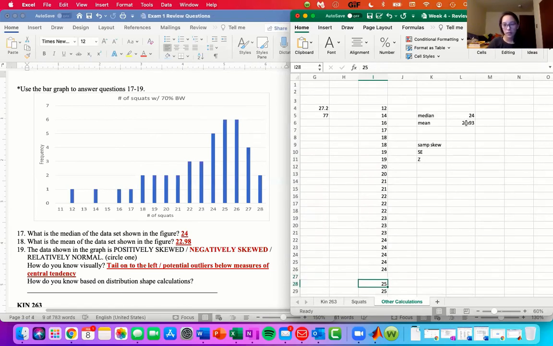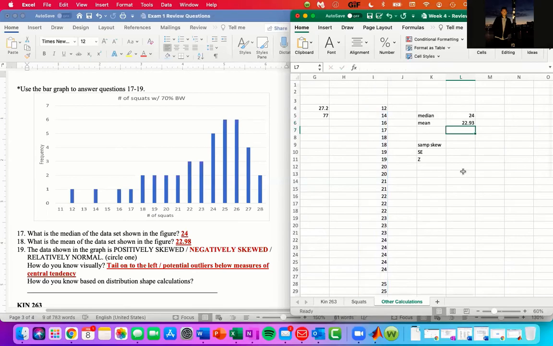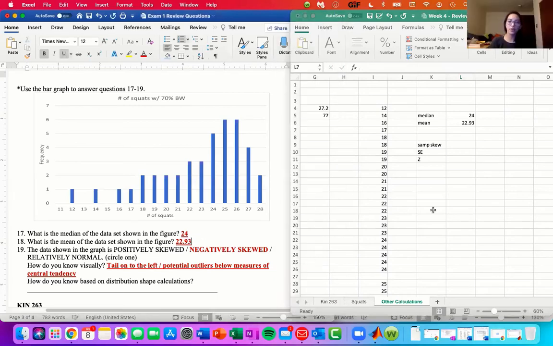Okay, so if I take that out, let me make sure this range is still the same. There we go, 22.9. Is that more like it? Yep, there we go. Thank you.